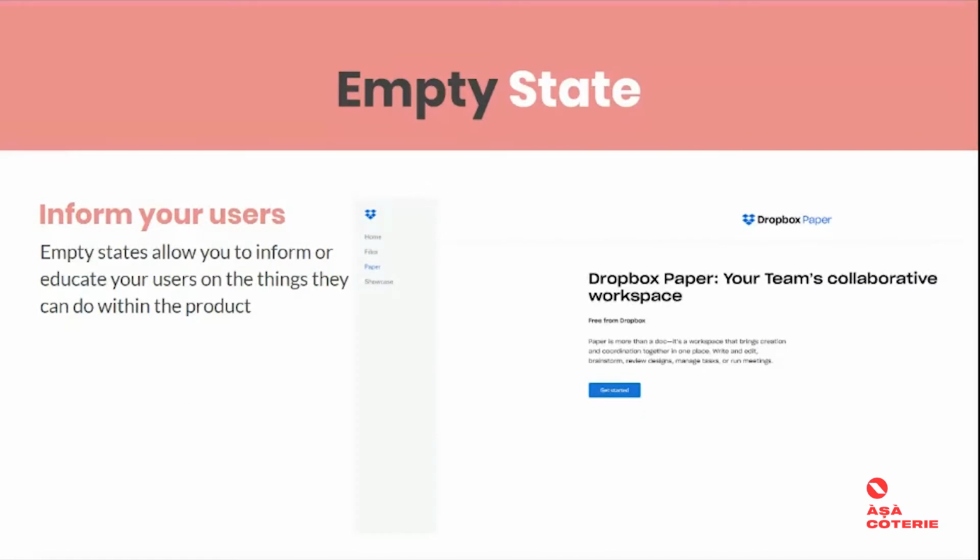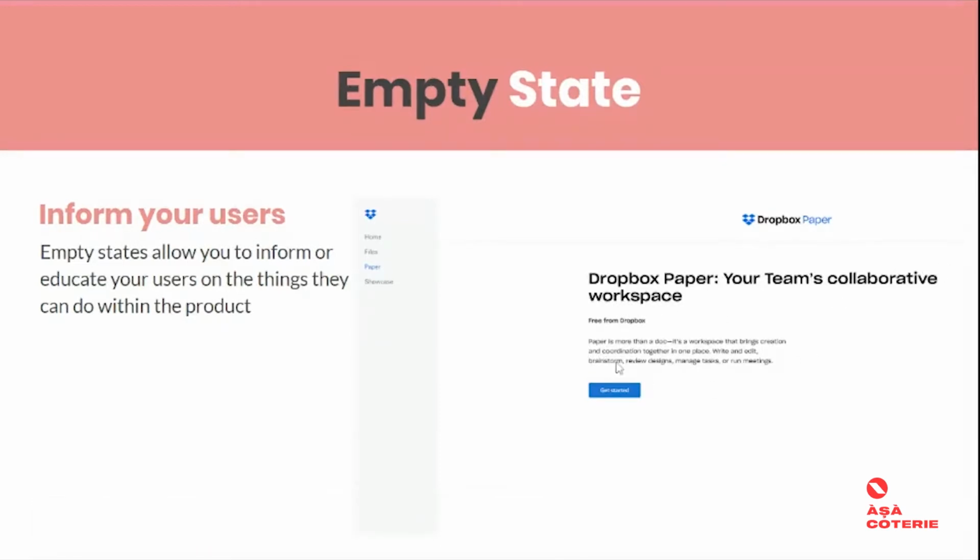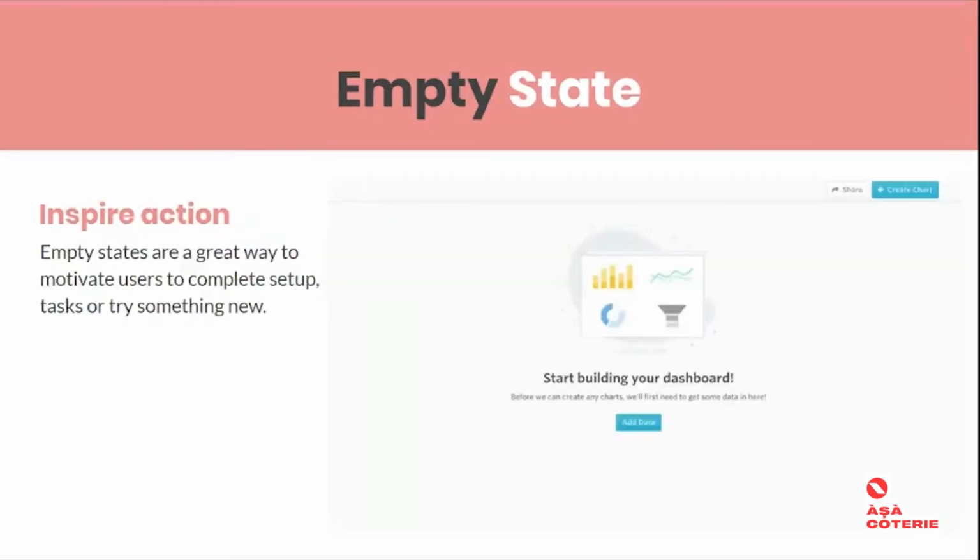The next is that empty states can help you inform your users and educate them on the things they can do within the product. So we have this example from Dropbox Paper's empty space, and it's pretty straight to the point. The body copy reads, "Paper is more than a doc. It's a workspace that brings creation and coordination together in one place. Write and edit, brainstorm, review designs, manage tasks, or run meetings." So it has basically sold Dropbox Paper to someone who's already in there, probably using it for the first time and maybe doesn't know much about it, rather than it just being empty. And then it has a get started button.